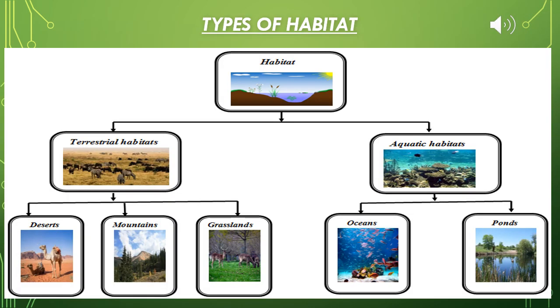Types of habitat. Now, habitat is broken down into two subtopics. One is the terrestrial habitat, and one is the aquatic habitat. Under terrestrial habitat, we have deserts, mountains, and grasslands. Under aquatic habitats, we have oceans and ponds.